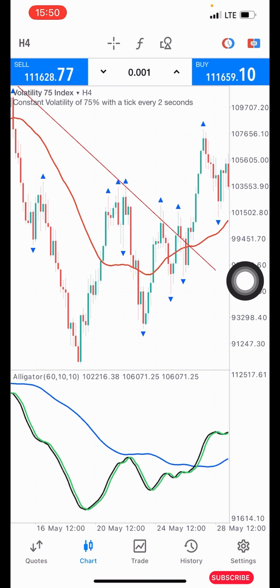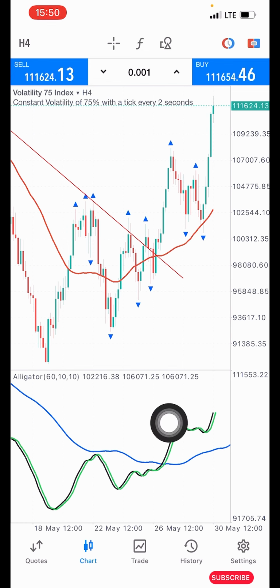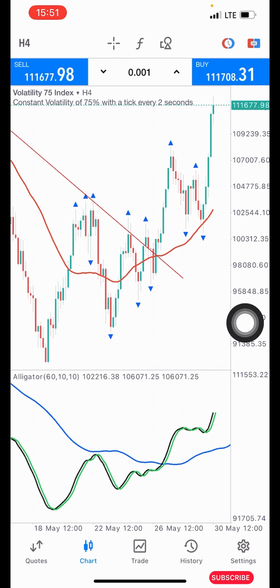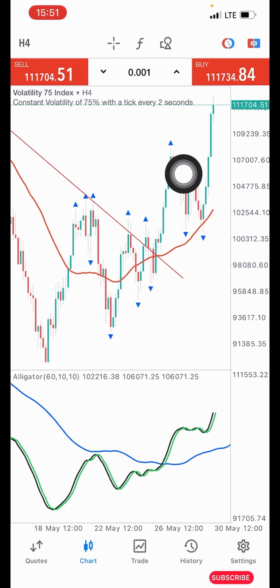Right, now this is how you make use of it. Once you see that the green and black line has broken above the blue line, what you do is that you wait for the retest. All right, you don't just go look for entry immediately, you wait for the retest. Now on the main chart, you can see that price broke above our trend line. Now it came back for retest.